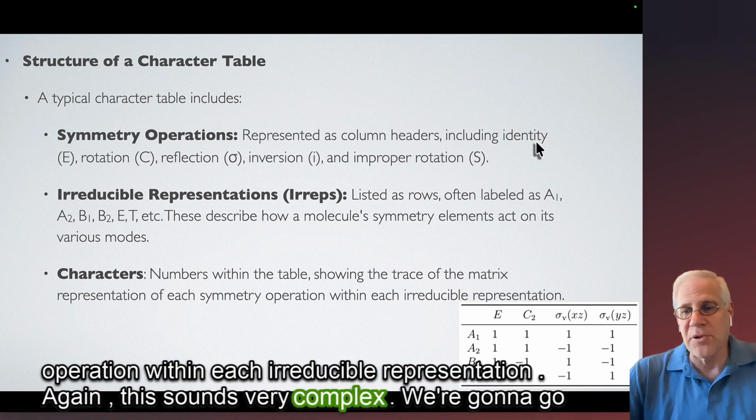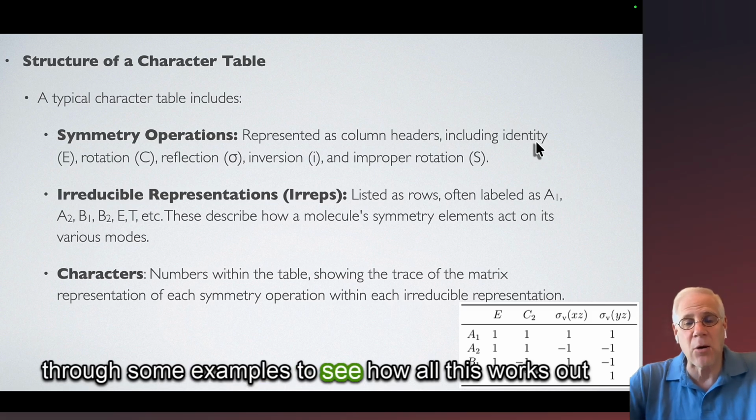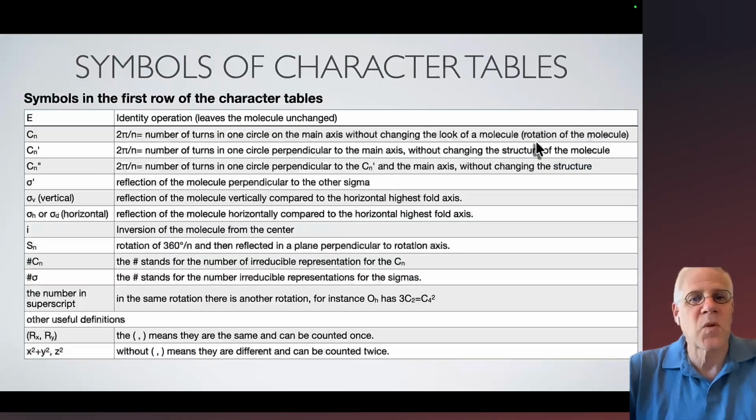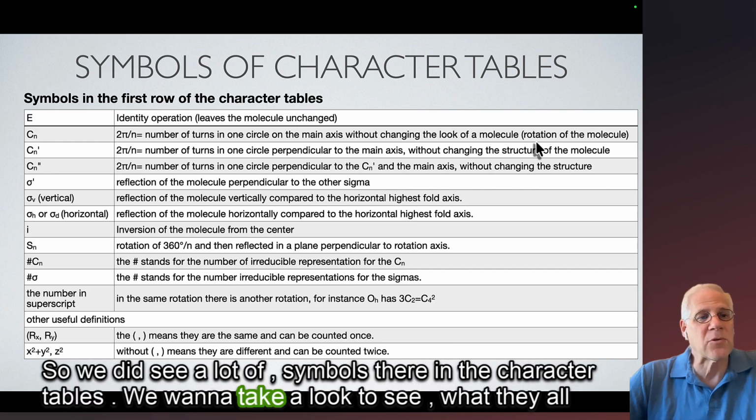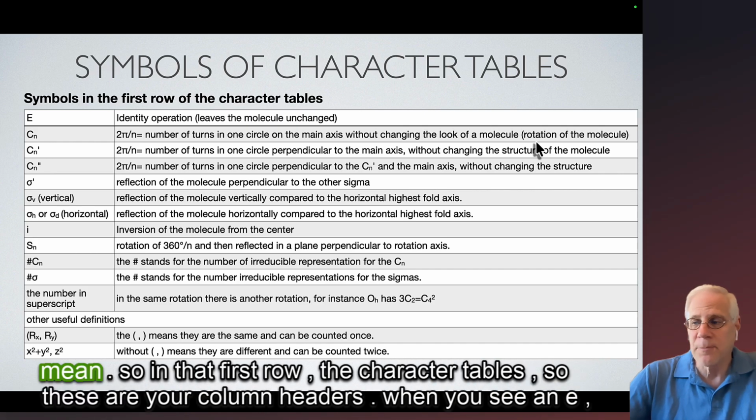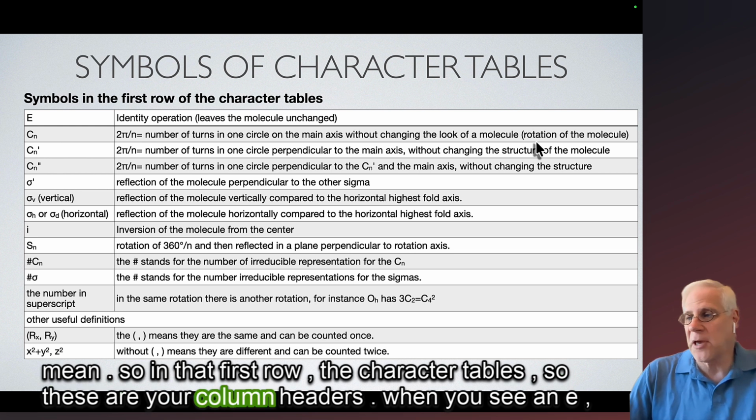Again, this sounds very complex. We're going to go through some examples to see how all this works out. So we did see a lot of symbols there in the character tables. We want to take a look to see what they all mean. So in that first row of the character tables, these are your column headers.